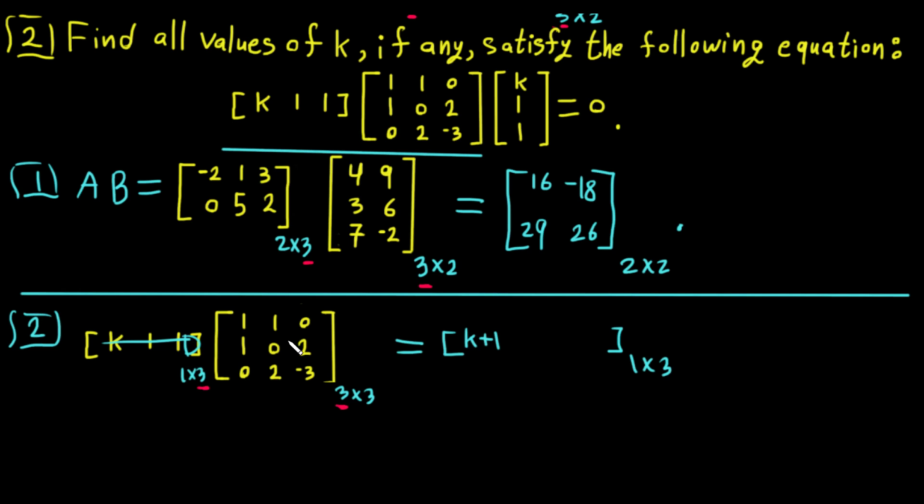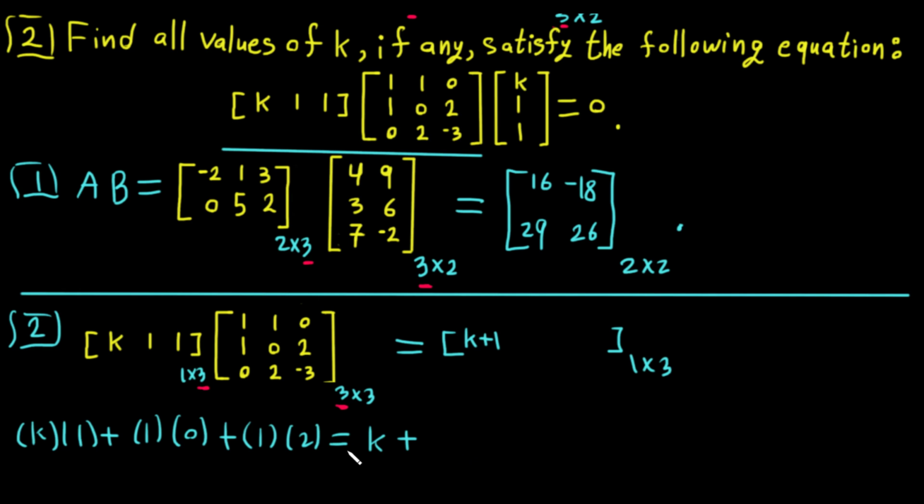Now let's multiply this row by this column to find this entry. So k multiplied by 1, plus 1 multiplied by 0, plus 1 multiplied by 2. K multiplied by 1 is k, plus 0, because 1 multiplied by 0 is 0, plus 1 multiplied by 2, which is 2. Then we get k plus 2. So here, k plus 2. I hope we have space to write these entries here. Now we will erase this.